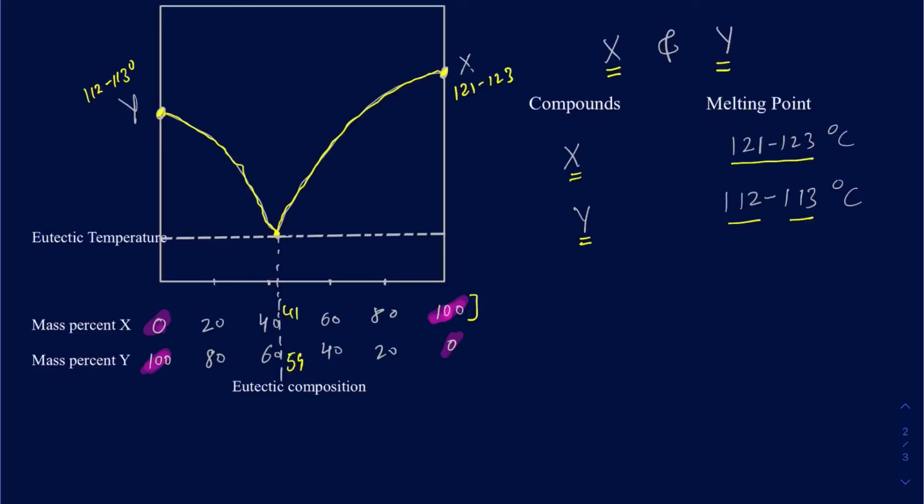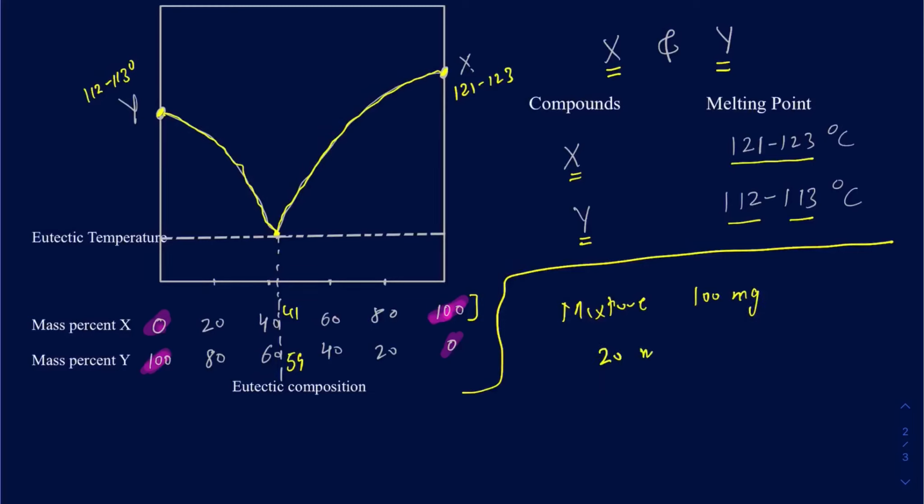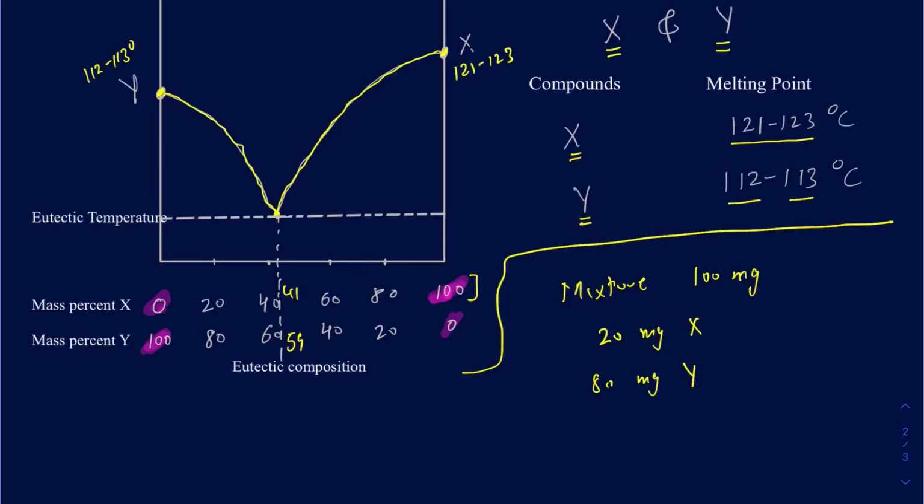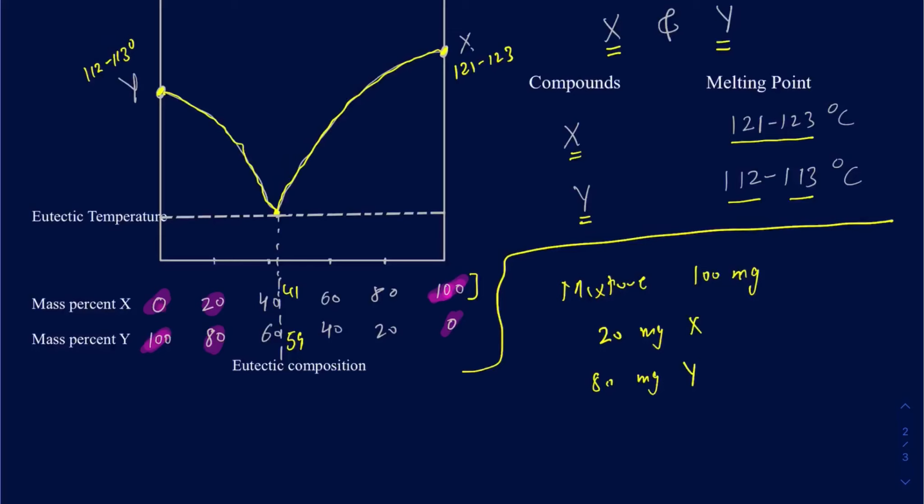Now, like I said, finding the eutectic temperature is going to be relatively easier. For the eutectic composition, you may have to plot the graph to figure out what that's going to be. Let me give you an example and see how you deal with that. Suppose I have a mixture of 100 milligram sample, and in that 100 milligram, I have 20 milligram of X and 80 milligram of Y. We are looking at 80% Y, which is going to be this right there, and 20% X, which is going to be this right there. So it's a good idea to be familiar with where you are in that particular case.